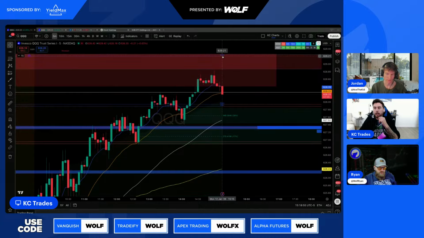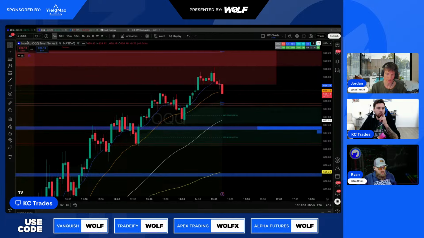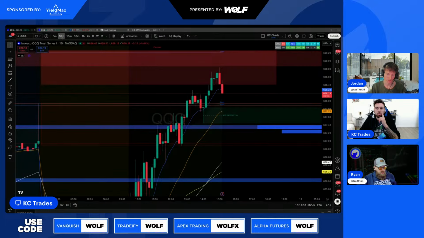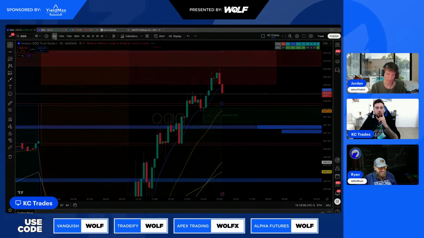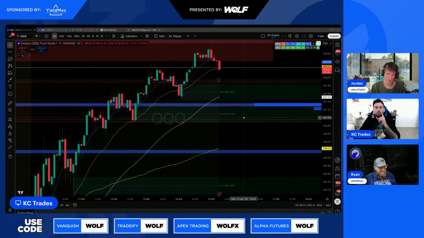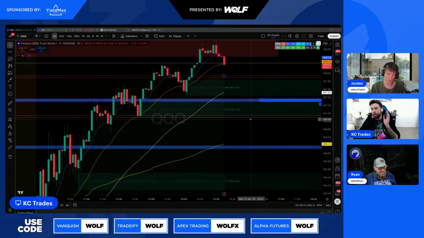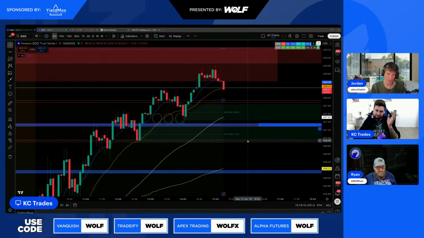Flush. I wanted a little bit higher. I wanted closer to that level and then short it straight back down to 627.35. But Q's kind of looking a little rough right here. I guess define flush would be the probably most decent size pullback of the day, as in going from here to here of straight red candles. Trend day 21.